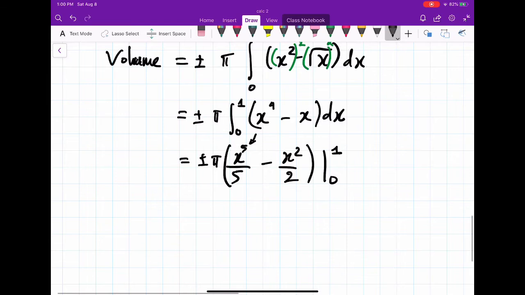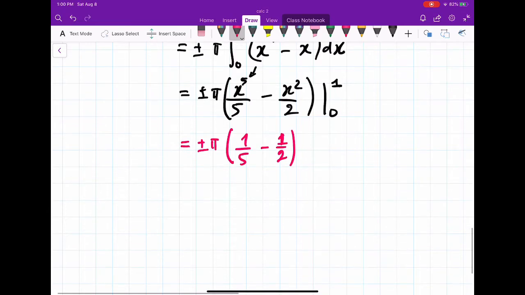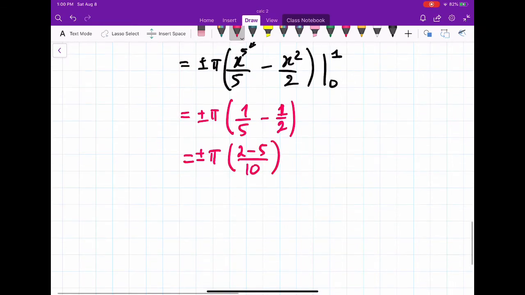At 0, the function is 0, so we just need to find the value at 1. So I have 1 over 5 minus 1 over 2. You can see that is pi plus minus times (2 minus 5) over 10. So this is negative 3 over 10. So I just pick the negative here, and I get 3 pi over 10.